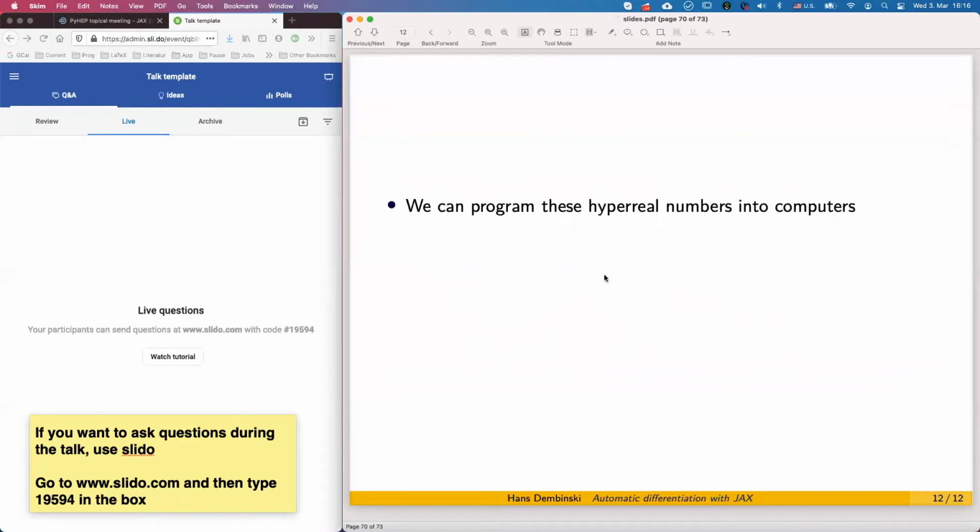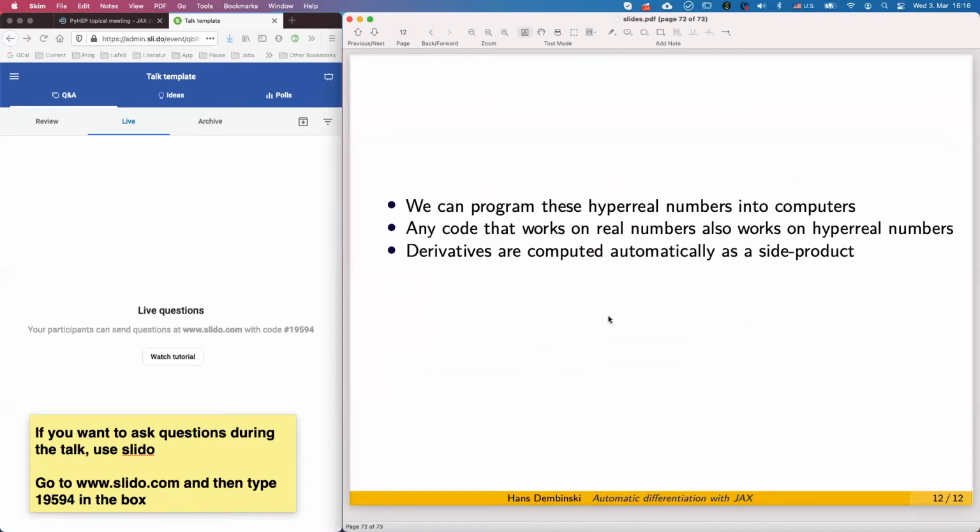And you can also put these rules into the computer. And then any code that works on real numbers also works on hyperreal numbers. And as I said, derivatives are computed automatically as a side product of this calculation. And this now also works if your computer code uses things like if, while, and so on, because in the end, you can always break it down into these elemental operations where you just add things or multiply things or whatever.